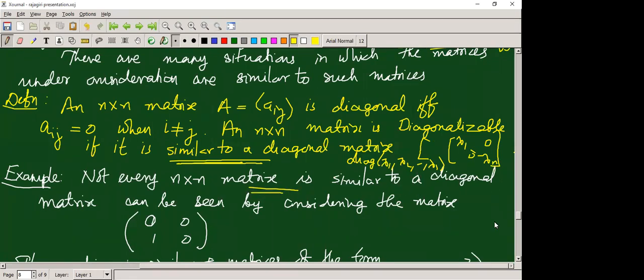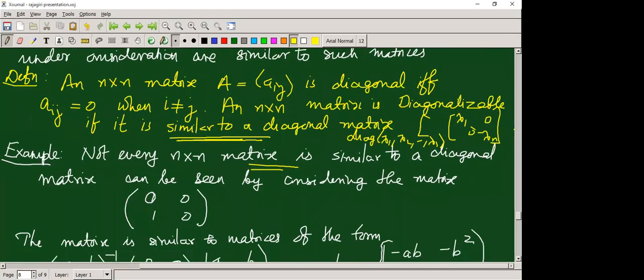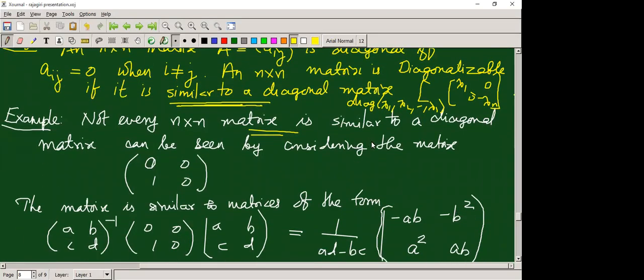So diagonalizability is not available for all n by n matrices. For example, consider the matrix [0 0; 1 0]. The question is whether it is diagonalizable, that is, whether there exists a diagonal matrix which is similar to this matrix.